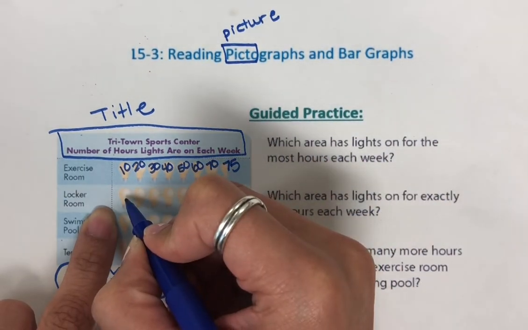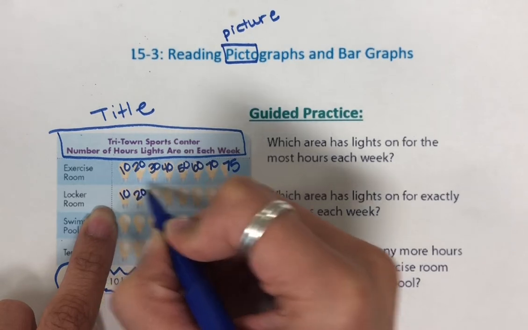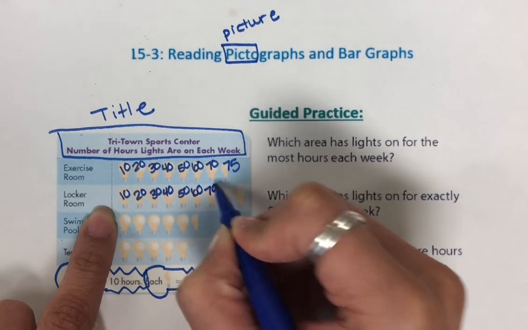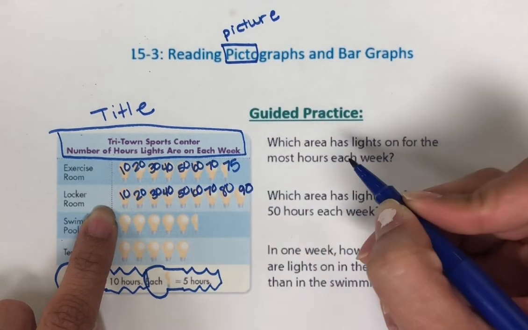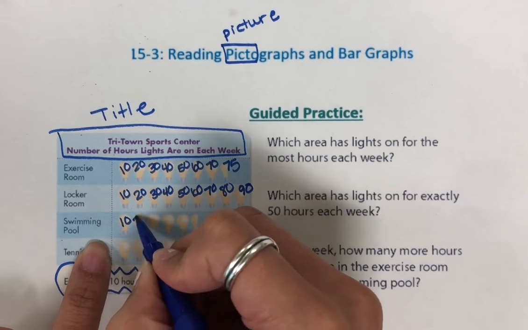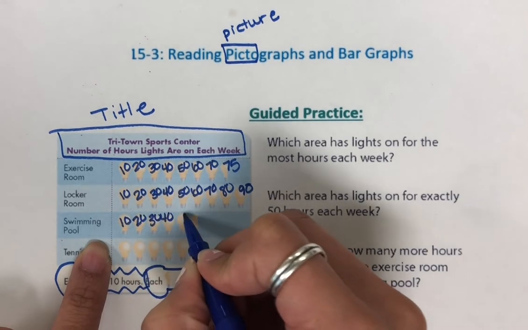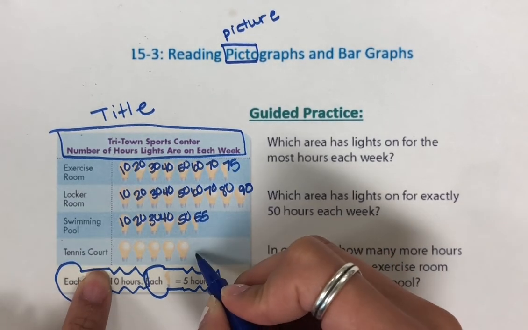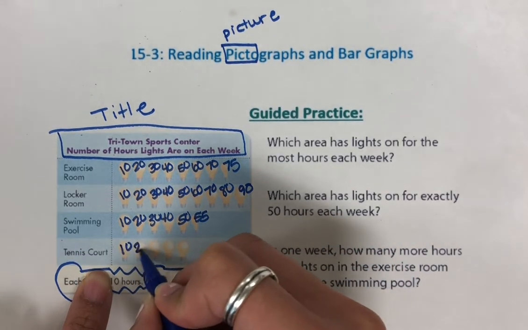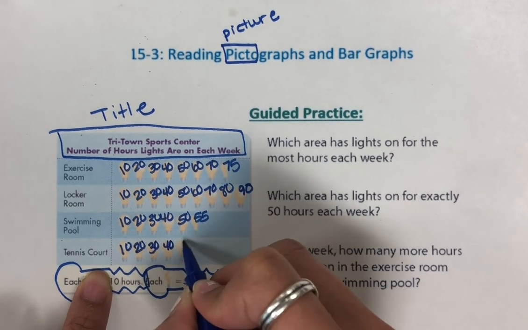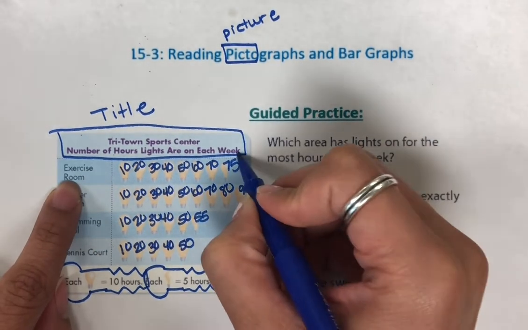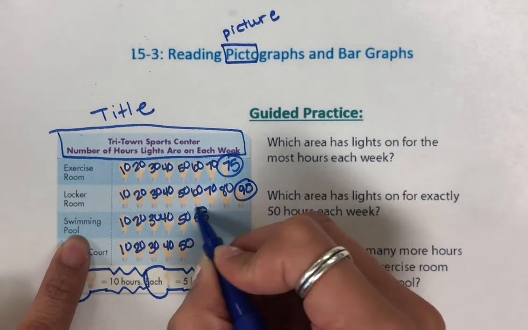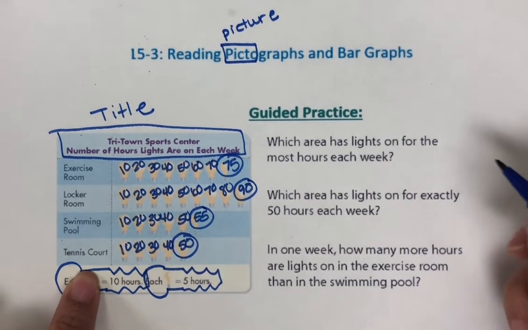Locker room, again, skip counting by tens. 10, 20, 30, 40, 50, 60, 70, 80, and 90. Swimming pool, skip counting by tens again, this time up to 55. And then the last one, tennis court, 10, 20, 30, 40, 50. So the exercise room, 75 hours the lights were on. Locker room, 90 hours. Swimming pool, 55 hours. And tennis court, 50 hours.